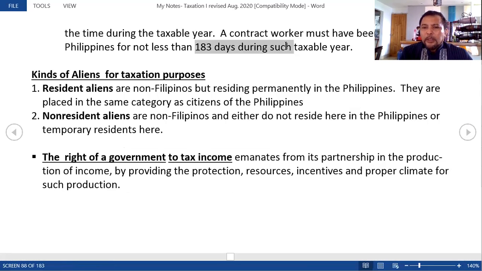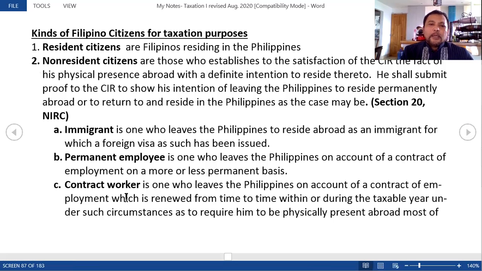So remember this: if a Filipino is away from the Philippines for at least 183 days, then he is classified as a non-resident citizen. Because there are 365 days in a year, if you divide that by 2, it will result to 182 and a half days. That's one half. So more than one half is 183 days. So the Filipino should stay abroad 183 days and he can be classified as a non-resident citizen.